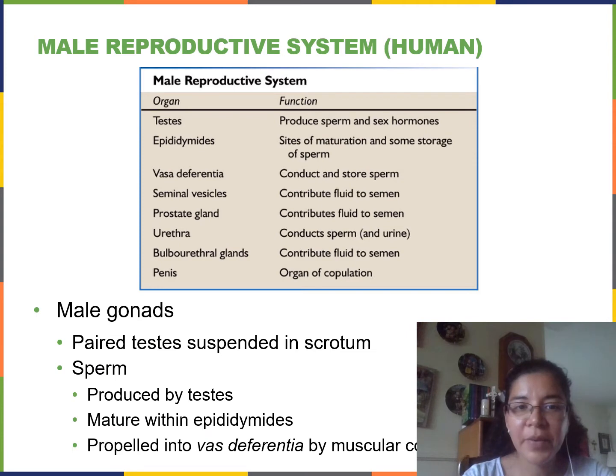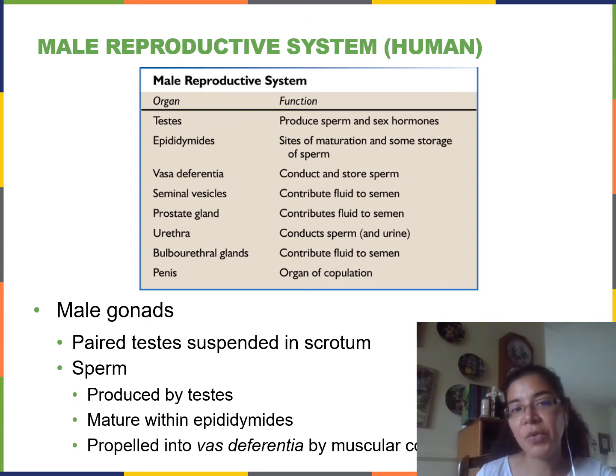So as a summary, we have the male reproductive system, and we have the table on the left that shows you the organ, and on the right that shows you the function. And just a couple of differences. Vas deferens is the same as vasa deferentia. So sperm are developing in the testes. They're going to mature once they get to the epididymis. And maturation means that they're going to develop that flagellum.